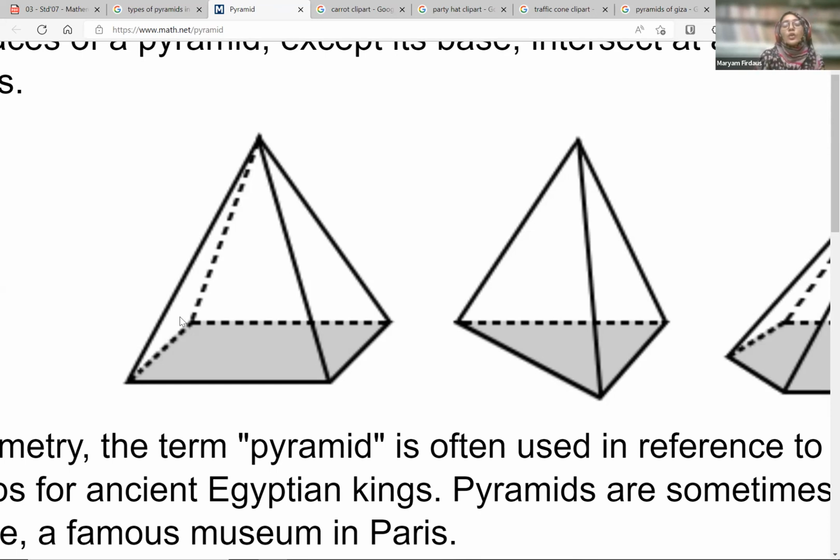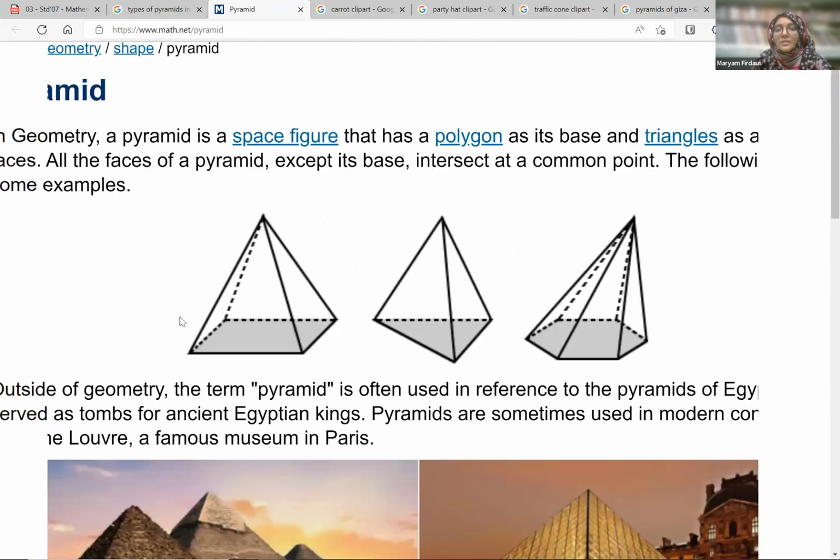Now your question was about the difference between a square pyramid and a square. Do you understand the difference now? A square is flat. Yes, we can draw it on paper. But a square pyramid is a 3-dimensional shape, and it exists in a solid form. So that's what a pyramid is.